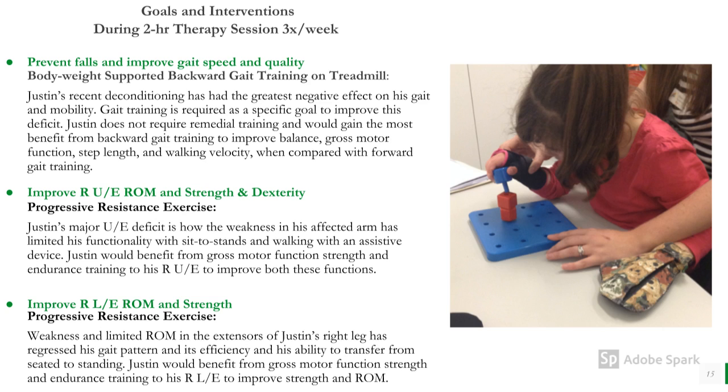And finally, to improve Justin's right lower extremity range of motion and strength, we will also apply progressive resistance exercise. Weakness and limited range of motion in the extensors of Justin's right leg has regressed his gait pattern and its efficiency and his ability to transfer from seated to standing. Justin would benefit from gross motor function strength and endurance training to his right lower extremities to improve strength and range of motion.